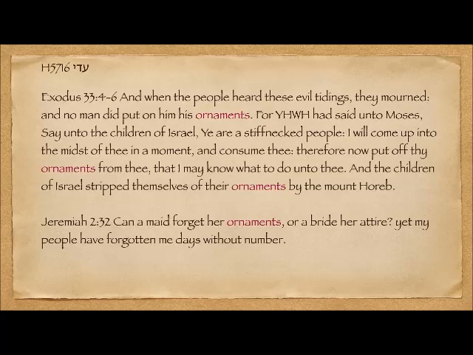This is as a result of the golden calf incident. They no longer are reflective of being a witness. Their ornaments are not allowed to be worn because they don't deserve to wear them because they have disobeyed the Lord. In Jeremiah 2:32, can a maid forget her ornaments or a bride her attire? Yet my people have forgotten me days without number.